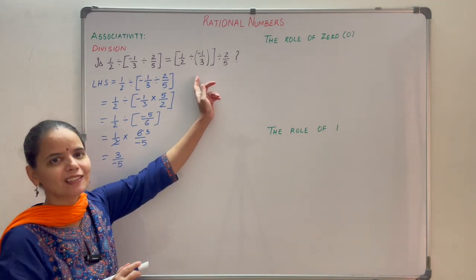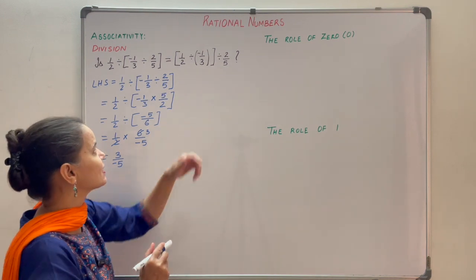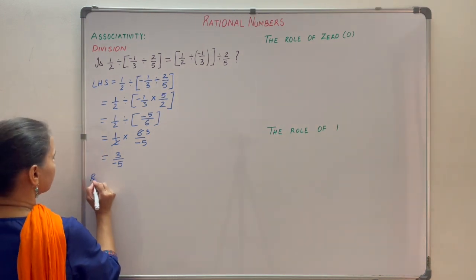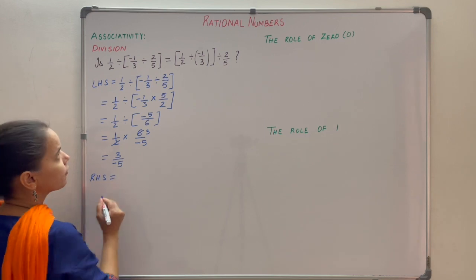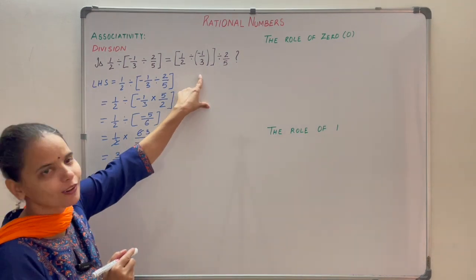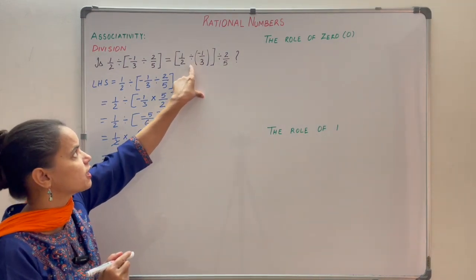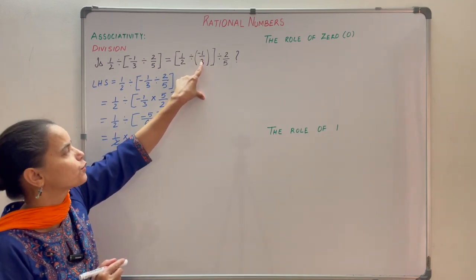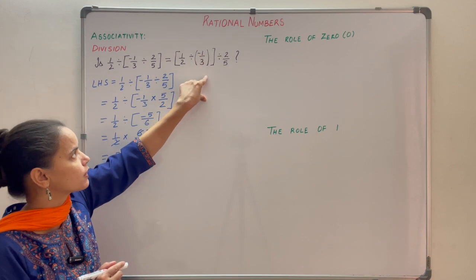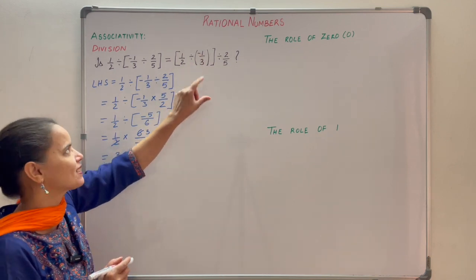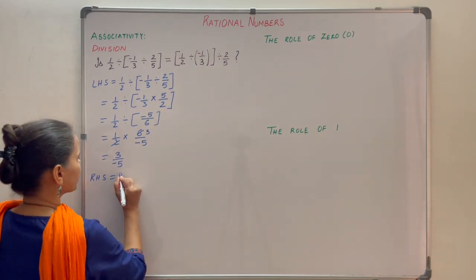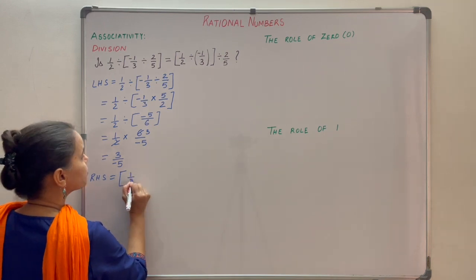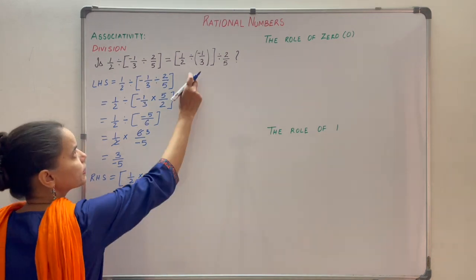Now let us solve the right hand side. So on right hand side what do we have? On right hand side we have the brackets. So let us first solve the brackets. So when you will change division to multiplication, you will take the reciprocal of this number. So 3 will go in the numerator, minus 1 will come in the denominator. Let us write it down. So inside the brackets we have 1 by 2, division changes to multiplication.